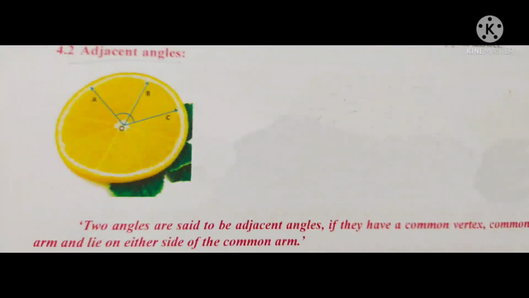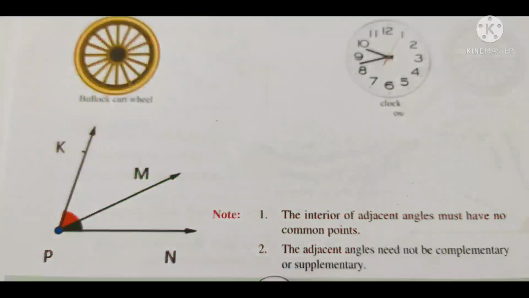These are adjacent angles. The definition of adjacent angles: two angles are said to be adjacent angles if they have a common vertex, a common arm, and lie on either side of the common arm.